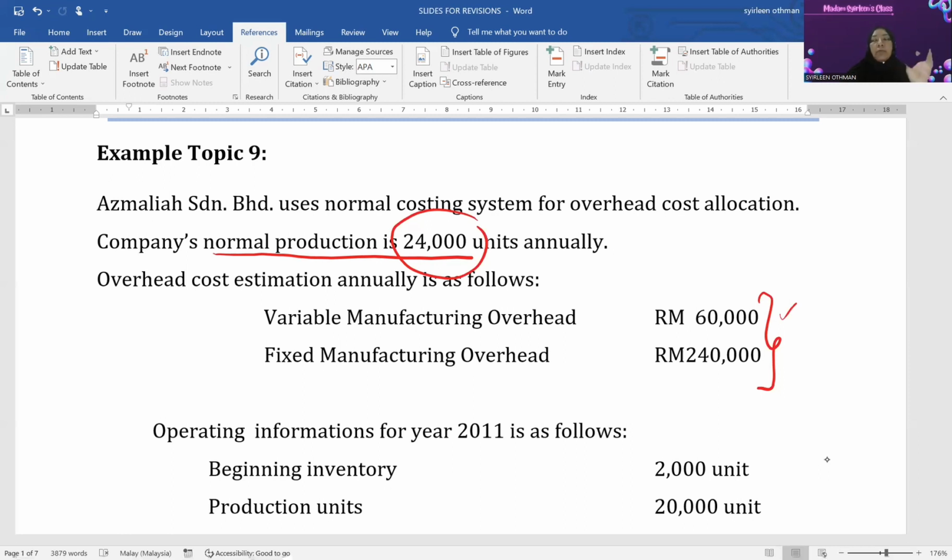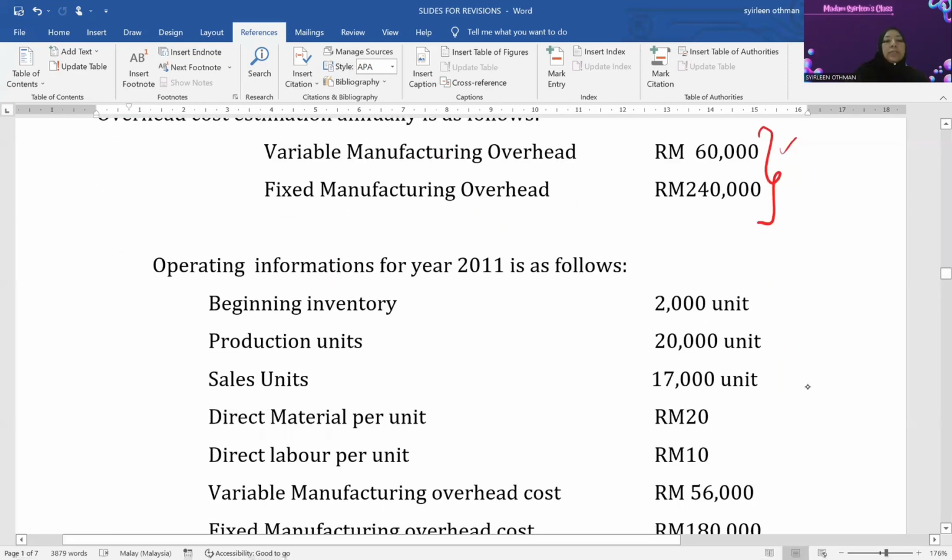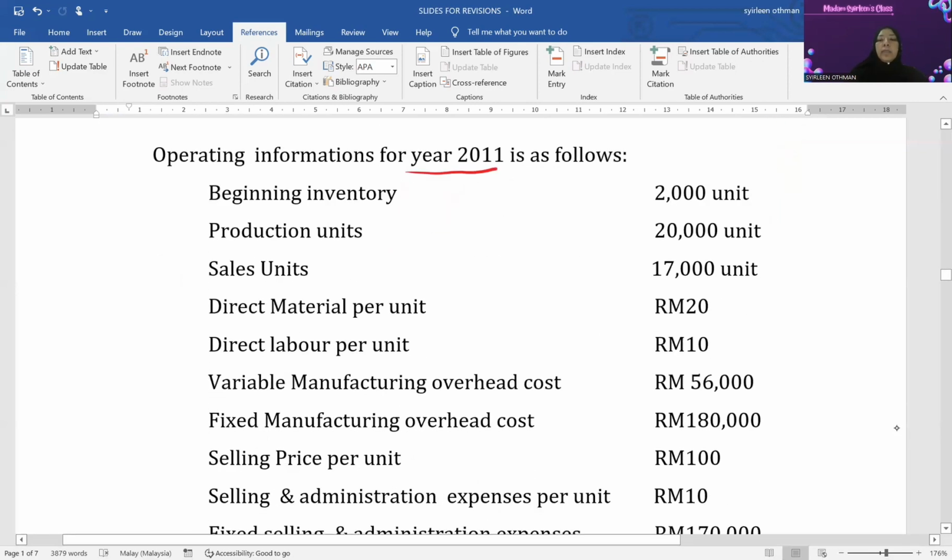And the figures that we got after the calculation is actually the POR. Okay, so we have not used the actual data yet. Even in the question itself, let's see in this question, the operating information for the year 2011. So when we see a sentence like this, we know that the figures given in the question, this is actually all your actual data.